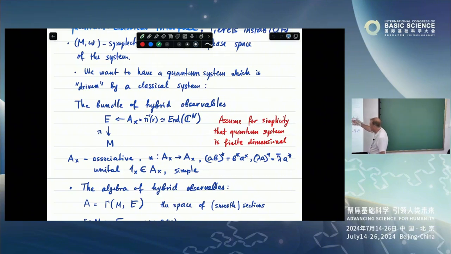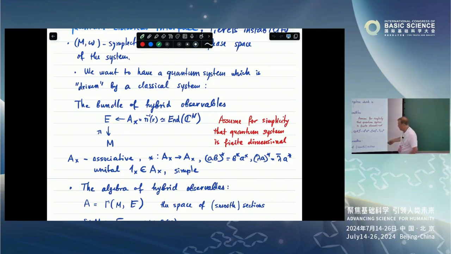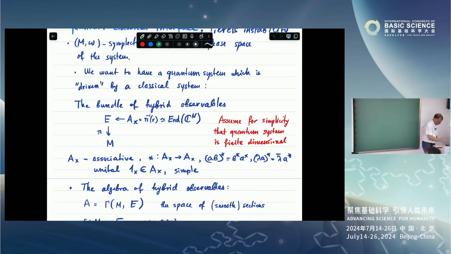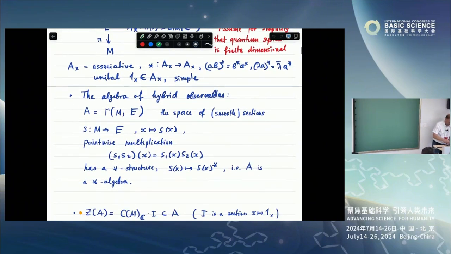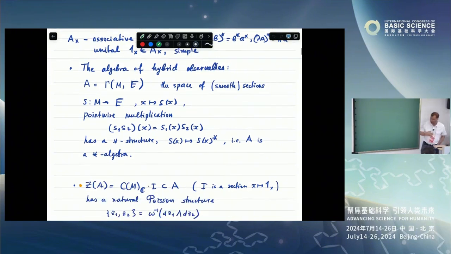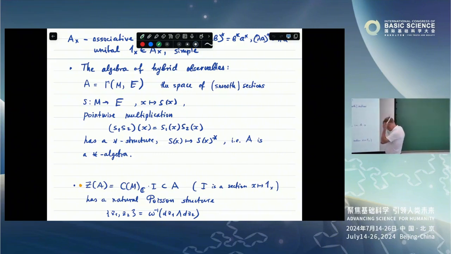So right now I'm describing the bundle of hybrid observables. Over each point, you have the matrix algebra of operators acting in that Hilbert space. So it's a star algebra, and let's assume that it's simple. So then the algebra of hybrid quantum observables is, yeah, the algebra of, let's say, smooth sections of this bundle of algebras.